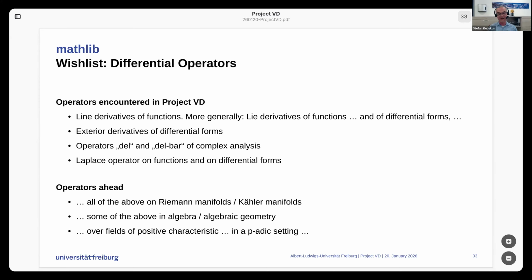They also come up in algebra, in algebraic geometry, and it's not clear to me if we can have a definition that covers those two very different fields. And obviously, people study this over fields of positive characteristic, in p-adic settings, where I'm not enough of an expert to have an informed opinion, really.